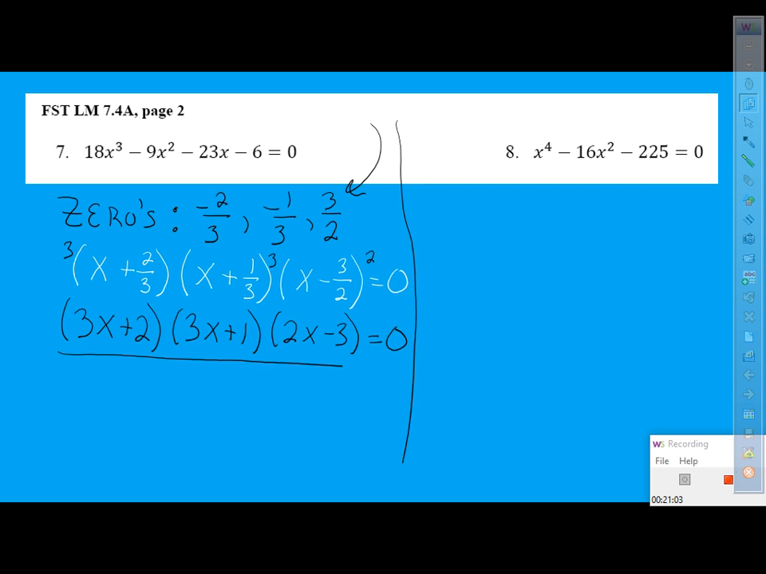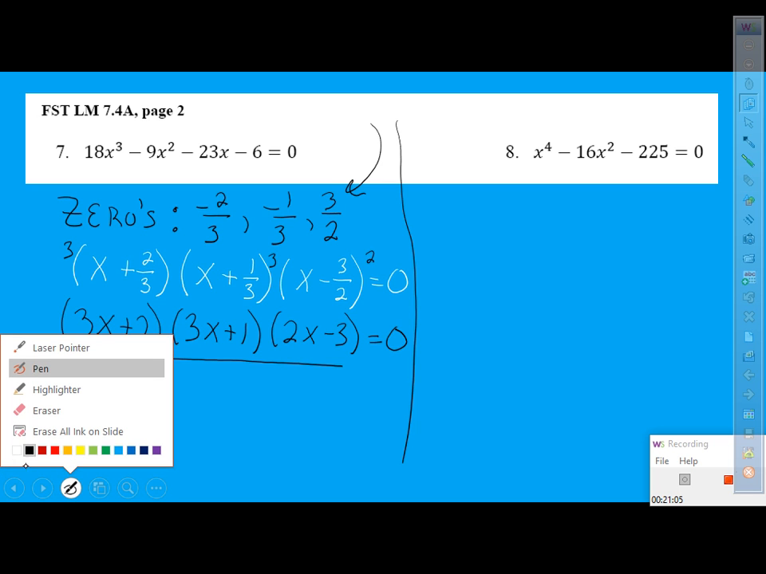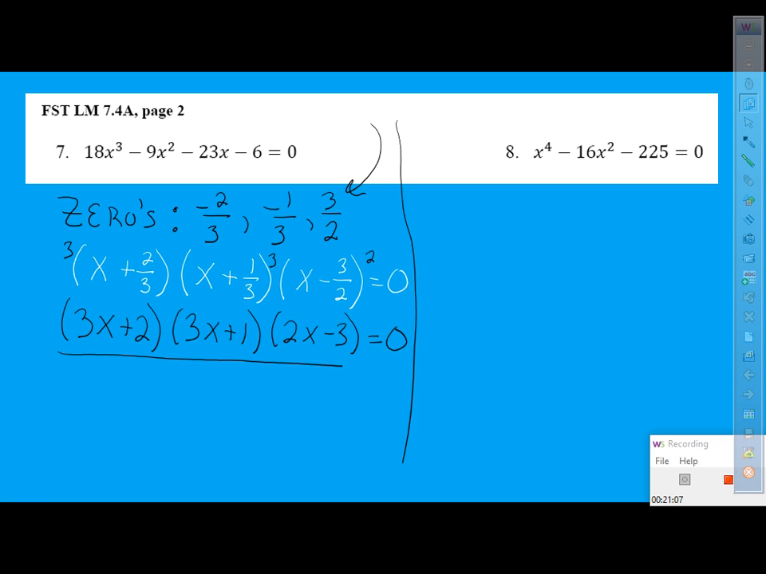Move on to your number 8 if you would. Once again, you would graph this and get your solutions. Since I've already done that, I'm going to tell you that your solutions come out to be negative 5 and 5. But I'm also going to tell you there should be 4. So we're going to do what we did last time. We're going to use synthetic division twice to get the other two answers.